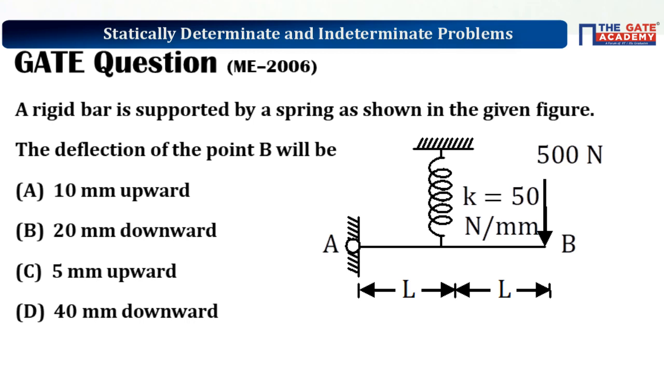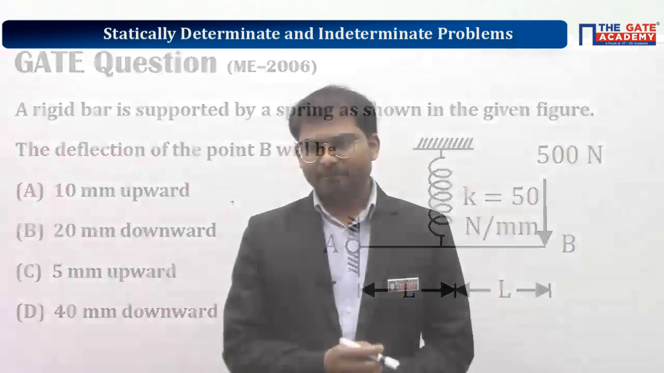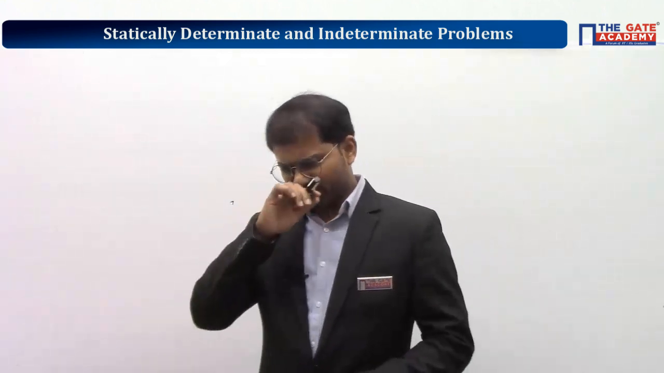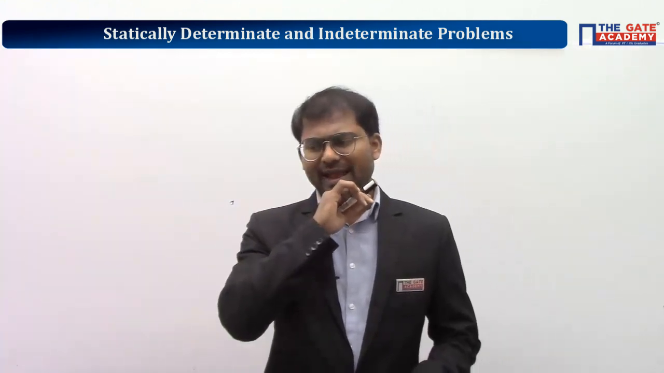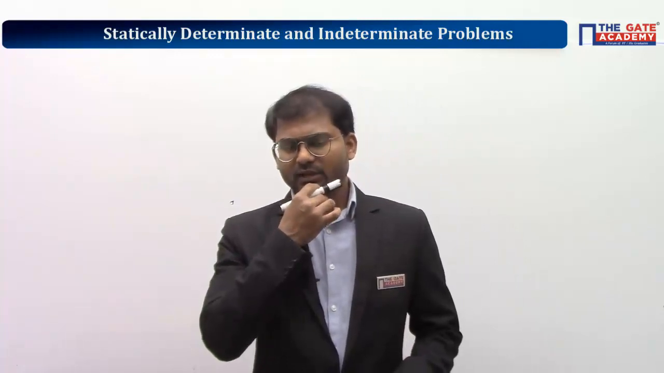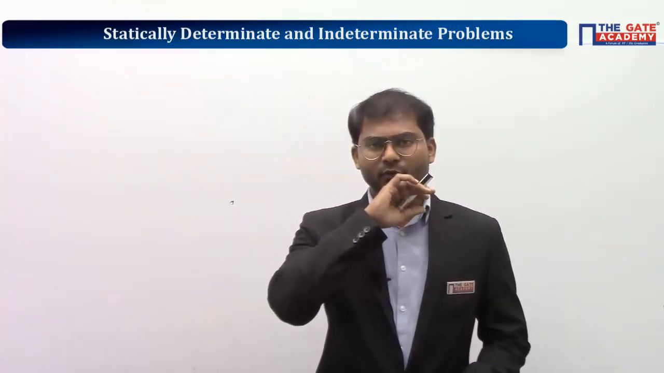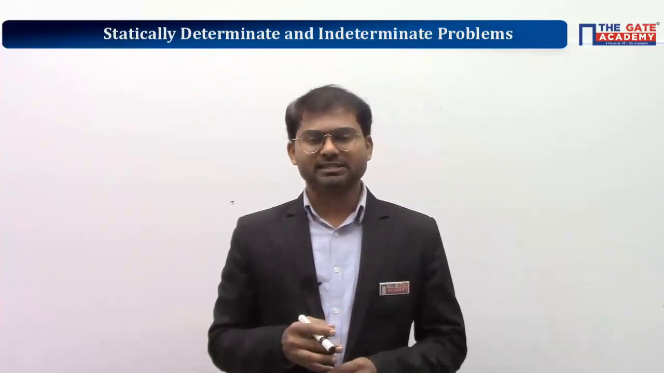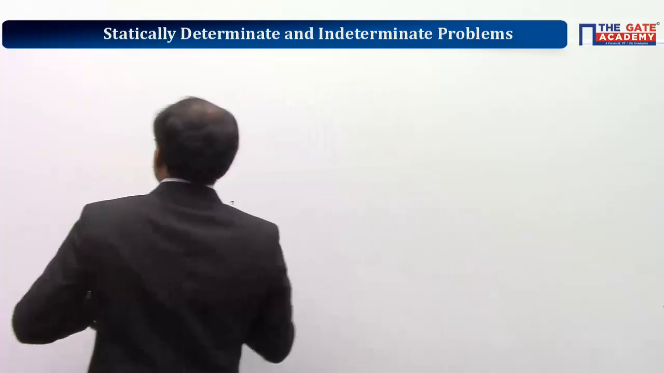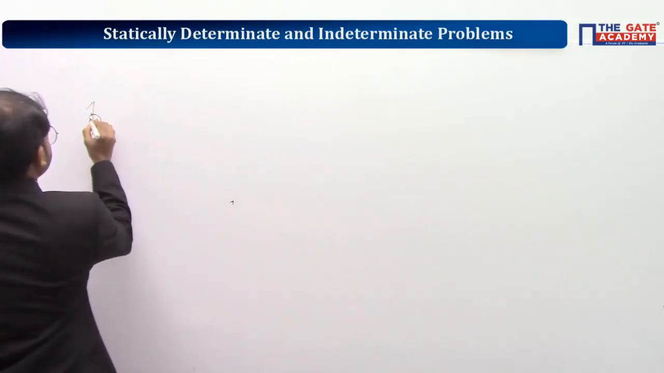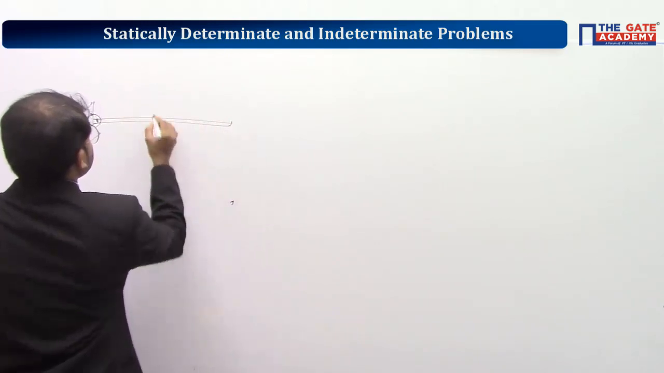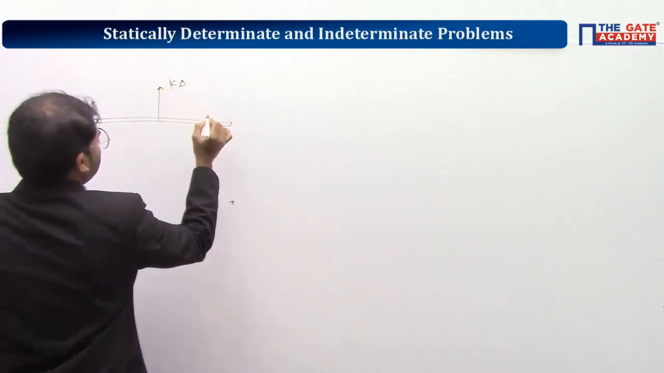It's given that a rigid bar is supported by a spring as shown in the given figure. The deflection of the point B will be? So we have to get the value of deflection at point B, the rightmost corner. Here, if you see, there is a spring acting at the middle point, and you know the formula for spring force. If the expansion of the spring is delta, the spring force formula will be K delta. Understood? So here K delta will be there.